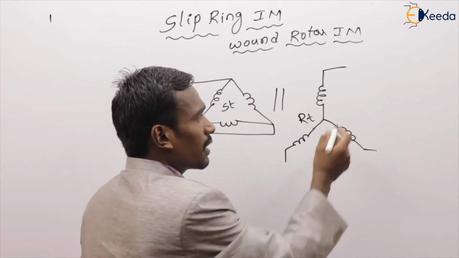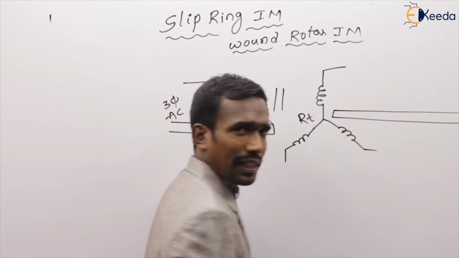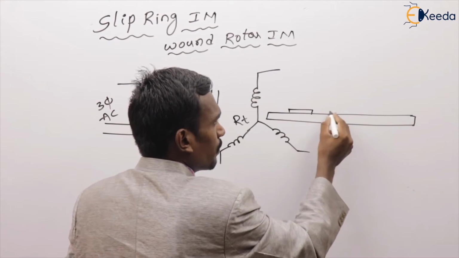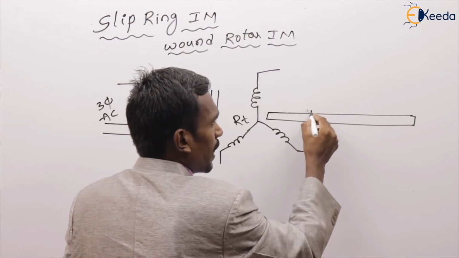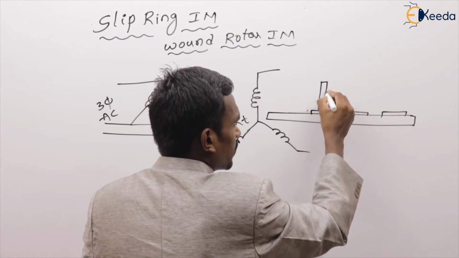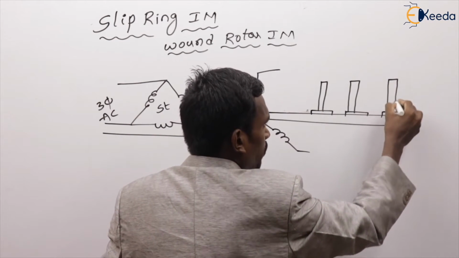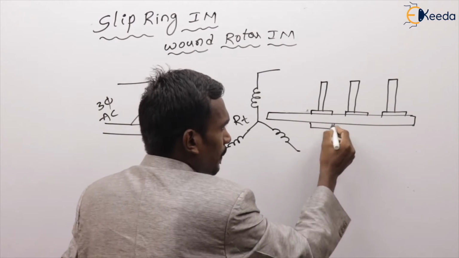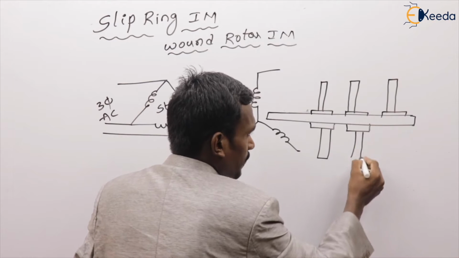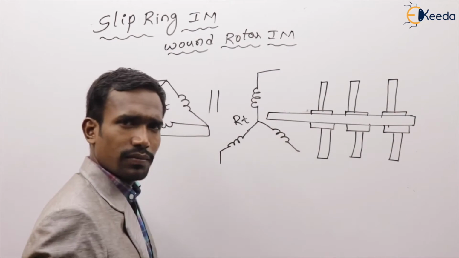Because why? Because in a slip ring induction machine we have slip rings. For example, here I have slip rings like this. A three-phase slip ring induction motor has three slip rings. These are my three slip rings of the induction machine.